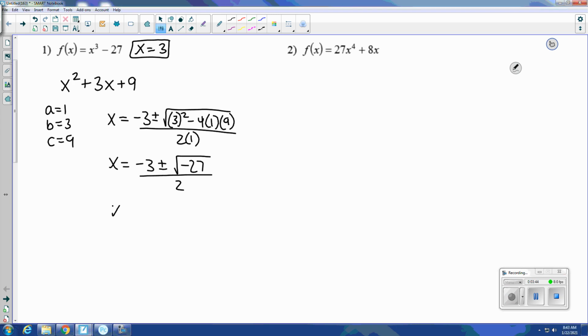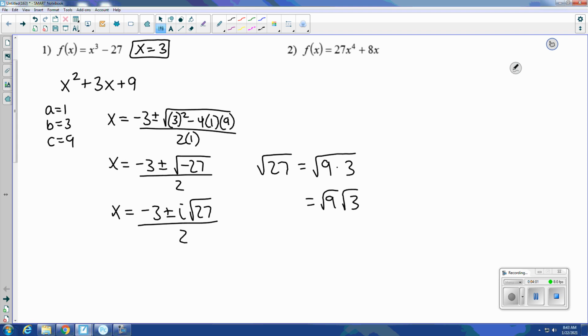Let's clean this up. Take out an i. The square root of 27 can be simplified, right? This is the same thing as root 9 times root 3, which is 3 root 3. So we're going to have x equals negative 3 plus or minus 3i root 3 over 2. So that's what we'll get for the first solution pairings for number 1.